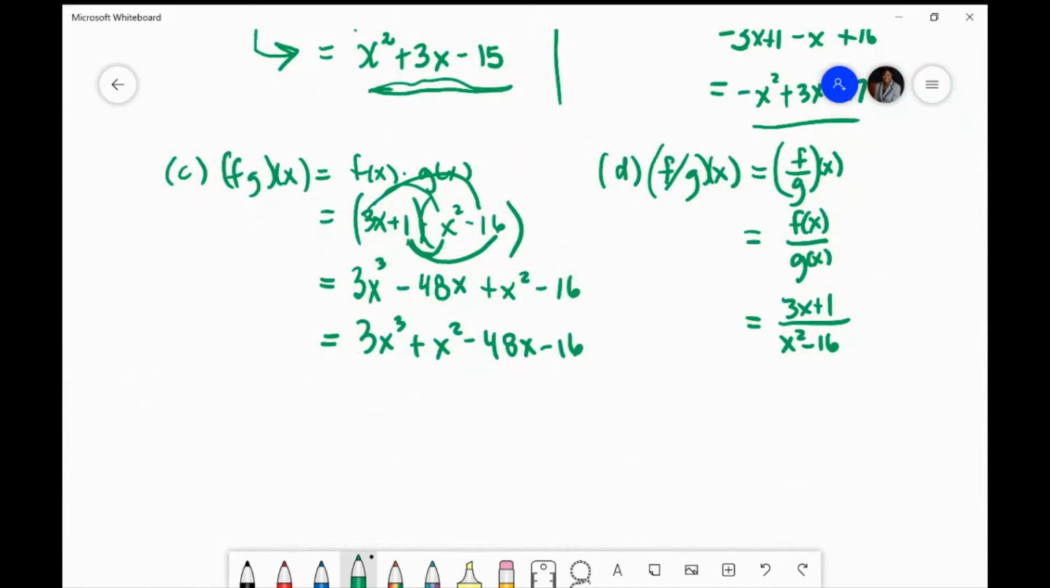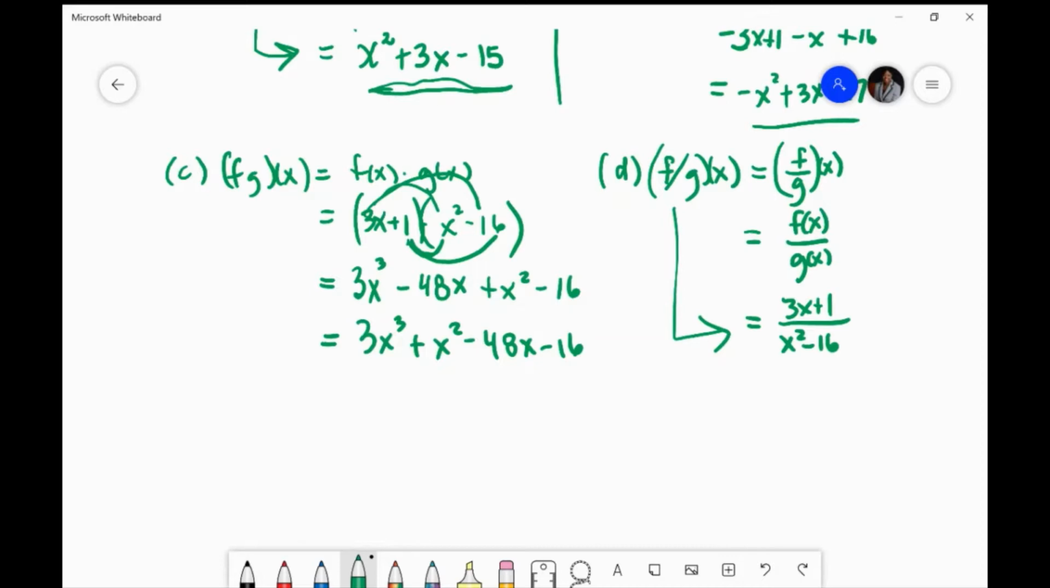What are the factors of x squared minus 16? X plus 4 and x minus 4, right? Yep, x plus 4 times x minus 4. But x plus 4 and x minus 4 aren't in the numerator, so we're good. It doesn't cancel out. We have 3x plus 1, something totally different from x plus 4 and x minus 4. So you cannot simplify that any further. So that's the answer for part D.